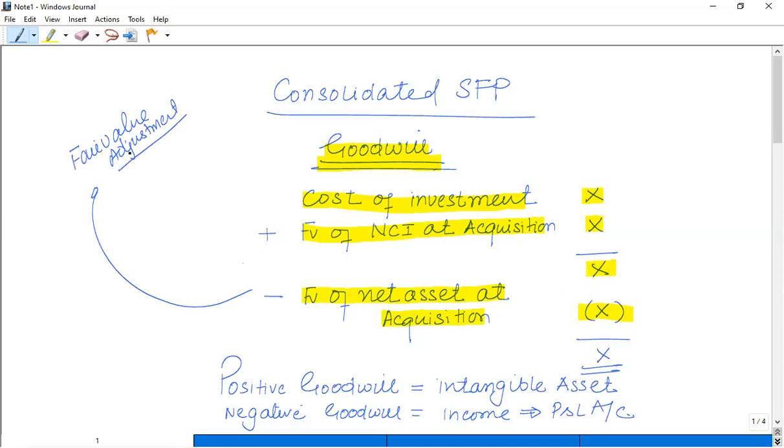After this deduction, you can find either a positive goodwill or a negative goodwill. If it's a positive goodwill, then the treatment is that it is to be recognized as a non-current intangible asset in the statement of financial position. But if goodwill comes to be a negative one, then it is to be treated as income and is to be recognized in profit and loss account or retained earning. Now let's see how we can calculate these positive and negative goodwill.